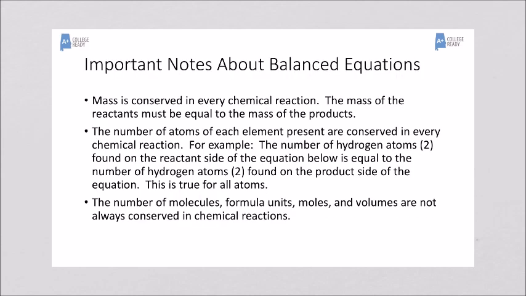Some important notes about balanced chemical equations. Mass is conserved in every reaction. The mass of the reactants must be equal to the mass of the products. Also, the number of atoms of each element present is conserved in every reaction. If you have 2 hydrogen atoms on the left reactant side, you must also have 2 hydrogens on the product side. This is true for all atoms. The number of molecules or formula units, moles, and even volumes, they're not always conserved. But the mass and the number of atoms of each type of element are always conserved in every type of chemical reaction.